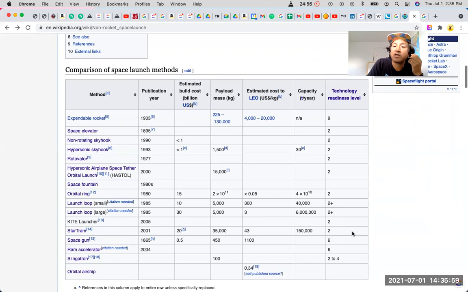Now, the other thing I noticed, and maybe somebody else can help shed a bit more light on this, is this column here, capacity per year, right? So for rockets, it's not really applicable because there are different kinds and different capabilities. But these definitely catch your eye, right? And I haven't spent a lot of time here. This definitely caught my eye. So I started looking at these two.